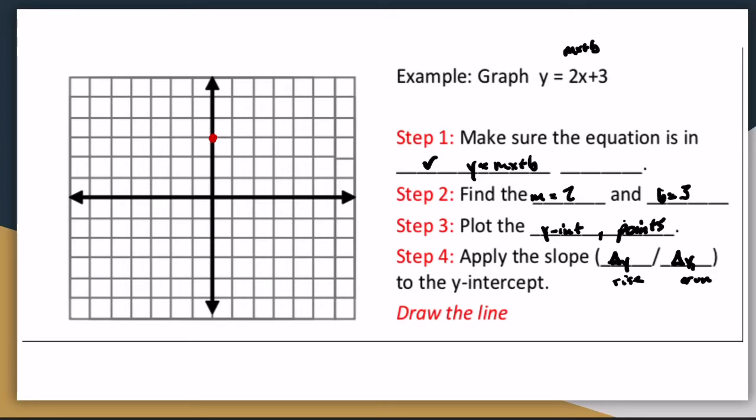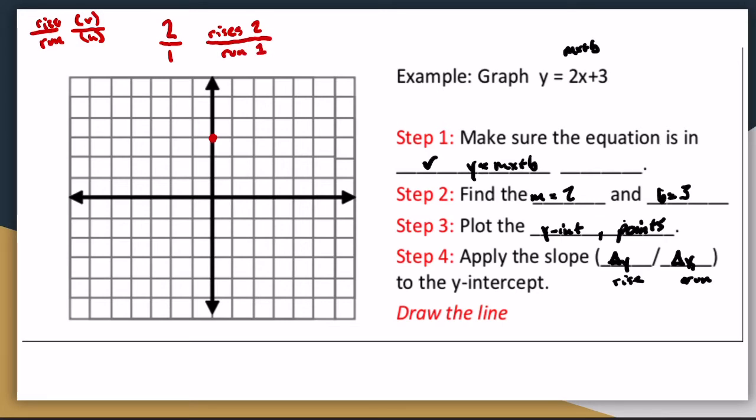Remember, a slope is a ratio. It's rise over run, vertical versus horizontal. So we need a ratio. And 2 really doesn't look like a ratio. But we know with whole numbers, we can just go ahead and put it over 1. And now I have a ratio. So it rises 2, and it runs 1.